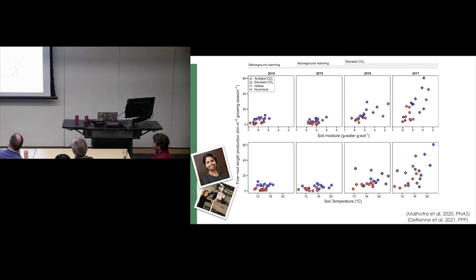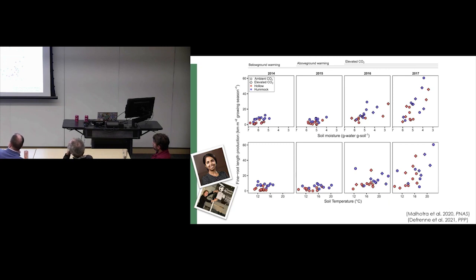So this graph is 2014, before the warming started. We only had deep warming here. And then this is when the above ground warming started and continued, and then elevated CO2 started here, and so we hadn't yet seen a CO2 effect. I did not decide to stagger it this way, that's how they did it. So this is the real temperature of the soil on the bottom. So in the cold plots, it's colder, in the warm plots, it's warmer.